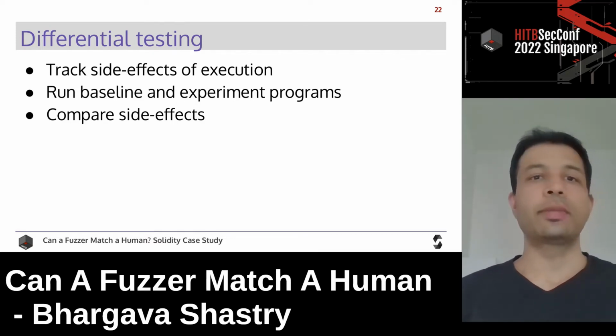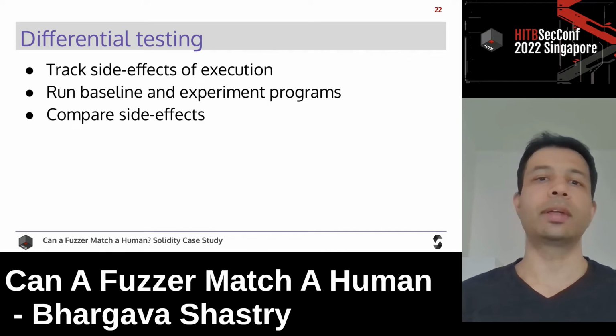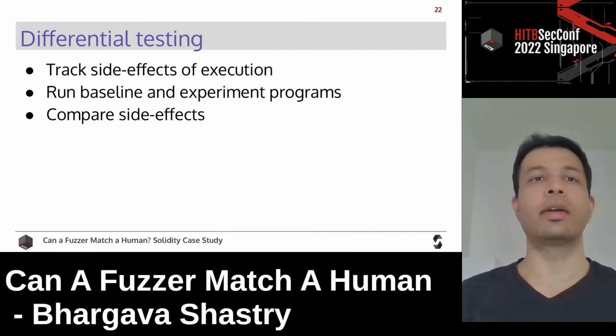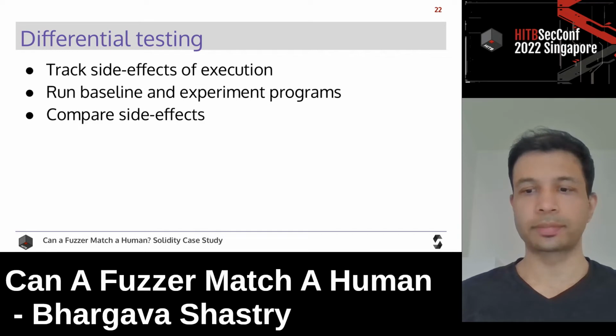Using this infrastructure, we run the baseline and experimental programs and compare side effects. If the side effects don't match, there is a bug. Most often they match, so there is no bug. Bugs are often very rare, sort of 1 in a million or 1 in several hundred thousand iterations.